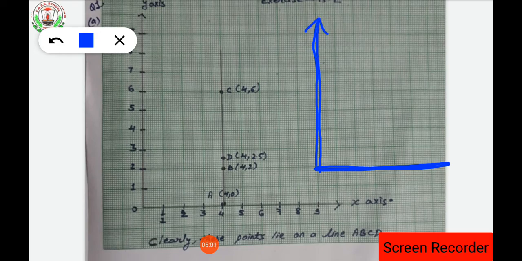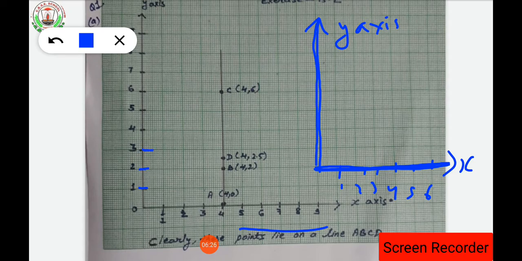Dear students, please draw the graph using a scale. This is the y-axis, this is the x-axis, which you have to draw. Clear? Then, in each box, mark 1, here 2, here 3, 4, 5, 6, as I have marked on the graph. And on the vertical line, that means on the y-axis, mark 1, 2, 3, 4, 5, 6, 7, 8, 9. Like this you have to mark up to 9.